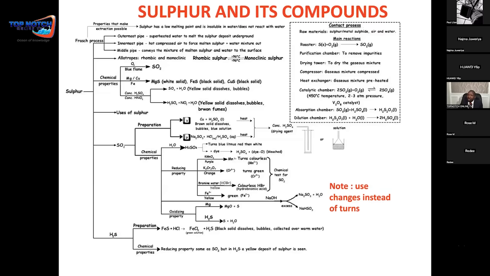Which other method? How do we reduce pollution? Normally, by recycling, we can recycle the gas. We can also scrub by reacting with calcium hydroxide, or we can use the FGD, the flue gas desulfurization device. Then you also talk about the uses of sulfuric acid and the uses of sulfur 4 oxide.